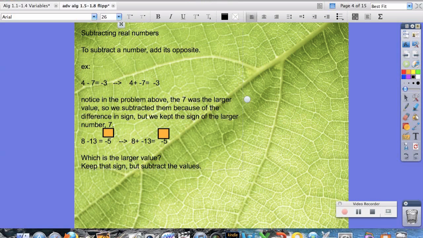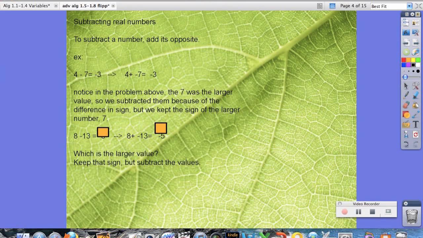So let's try another example. So we have 8 minus 13. Again, when we add the opposite, we get negative 5, and the same thing goes when we leave it alone. So 8 minus 13, different signs, so we're going to subtract them. So 13 minus 8 is 5. 13 is the larger number, which is negative, so negative 5.